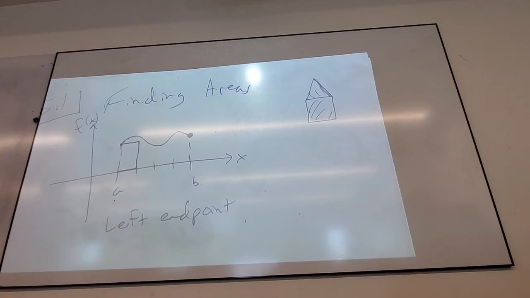Now, how many rectangles did I choose to use in my current example? 4. I could have used 8. I could have used 2. I could have used one giant rectangle. More than likely, that would have been a really bad estimate. So obviously, how could I improve my estimate? Use more rectangles. How can I make my estimate not an estimate, but perfect?